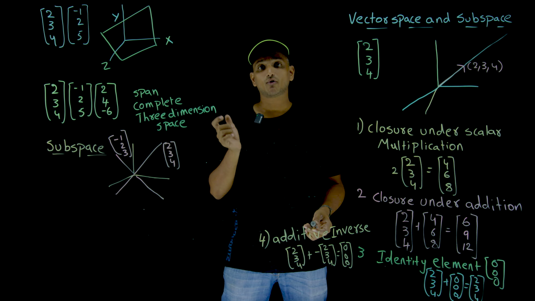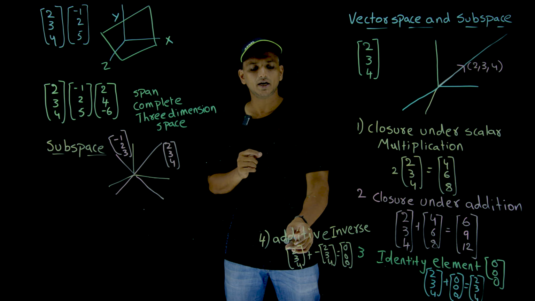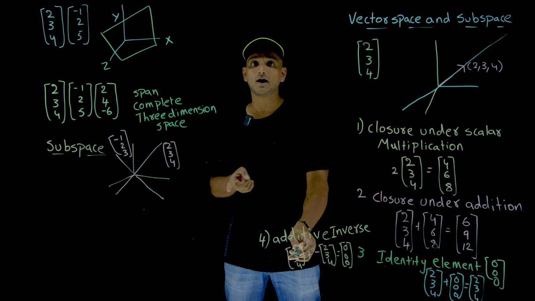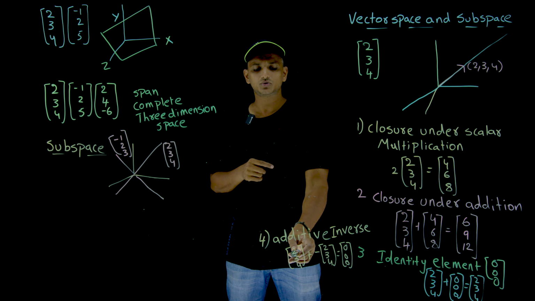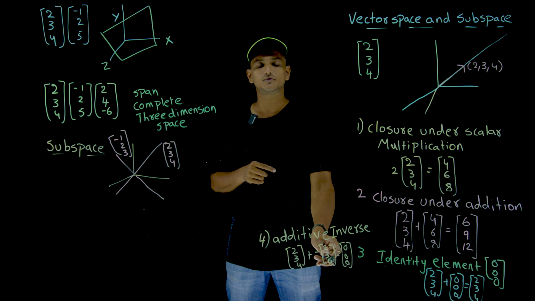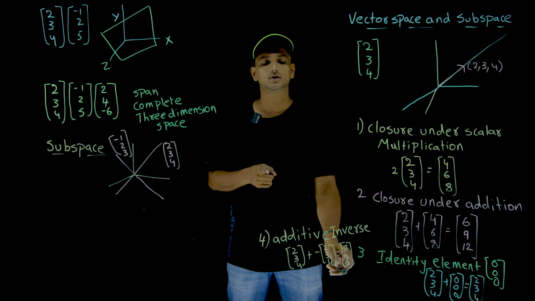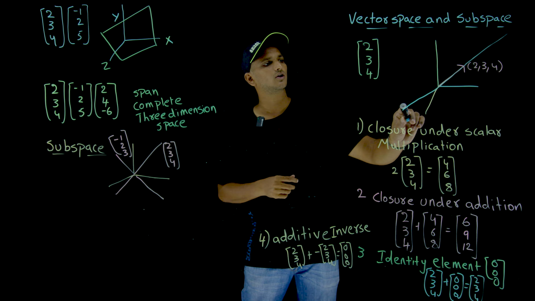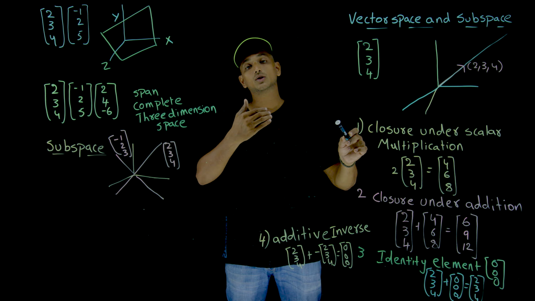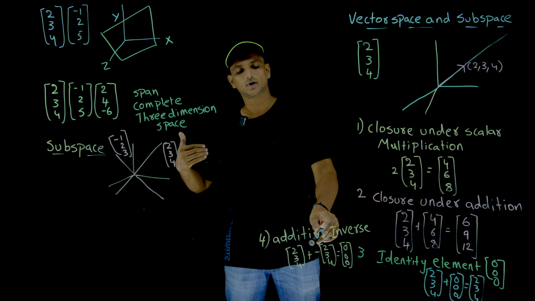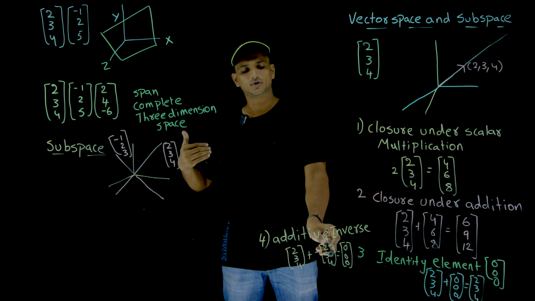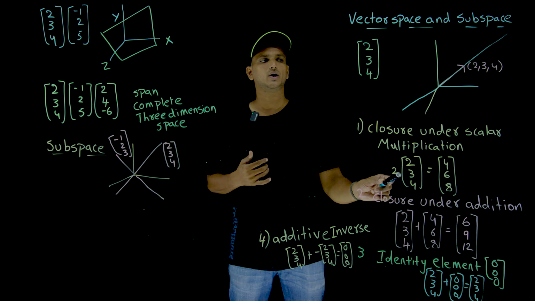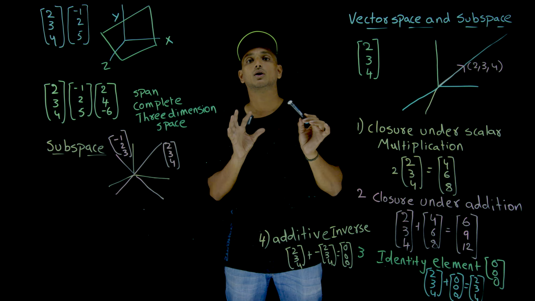Similarly, it has to satisfy one more property, the fourth property, additive inverse. If you have a vector 2, 3, 4, it must have an additive inverse. Means 2, 3, 4 added with -2, -3, -4 gives the identity element. What is the identity element? 0, 0, 0 is the identity element here. You take any vector in this vector space, it will have a negative vector. When you add it with the negative of that same vector, you get 0, 0, 0. If these properties are satisfied, then this space we call a vector space.